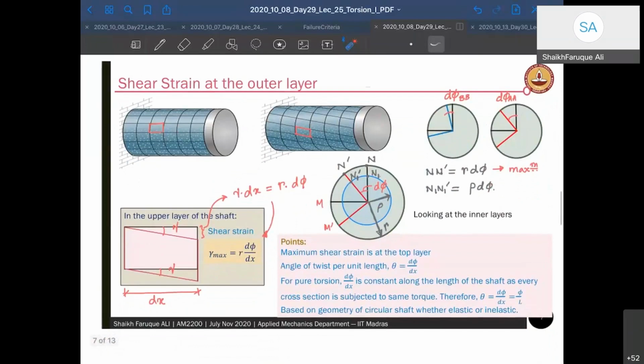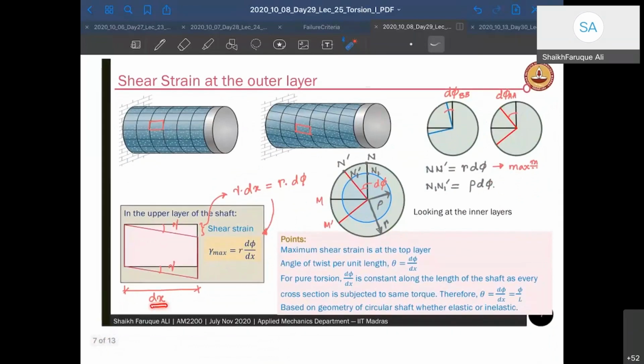Now, shear strain. We know that this is a rectangular block, and if it undergoes some shear, it will become like this. And the shear strain is the change in this angle, right? Now, this change in the angle will be maximum at the upper surface of the shaft. It will not be in the inner member. It will be at the maximum at the upper surface. So gamma max, or the maximum shear strain, is given by r d phi by dx, where r is the radius.